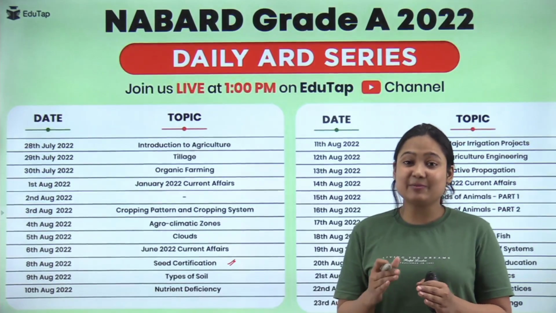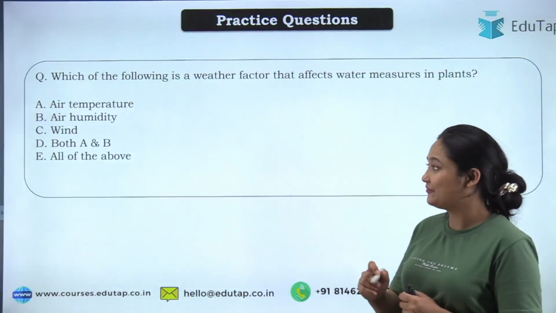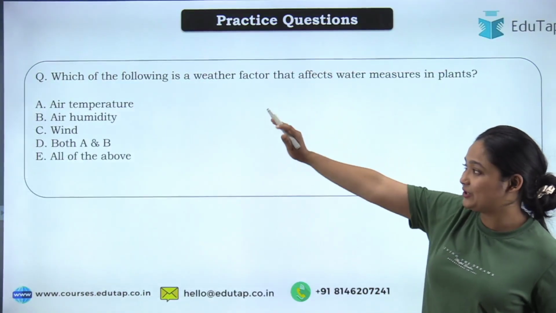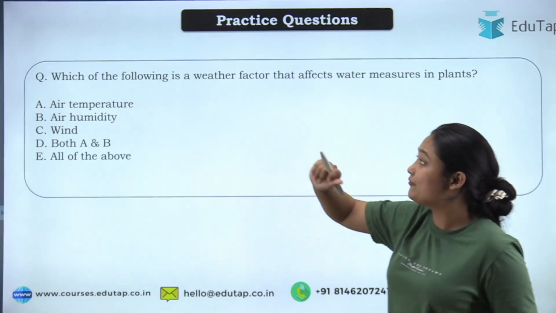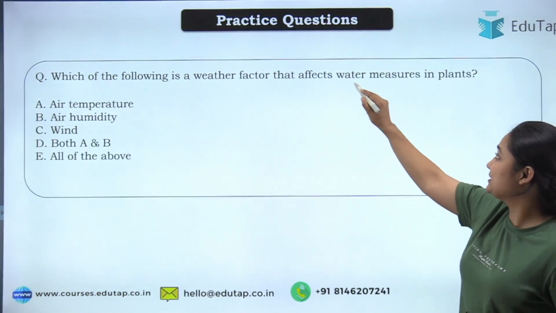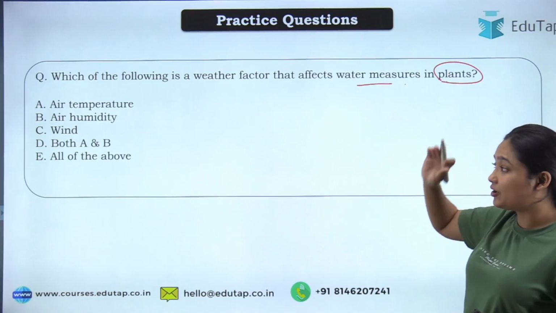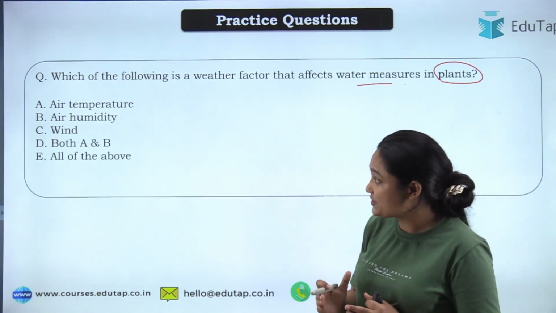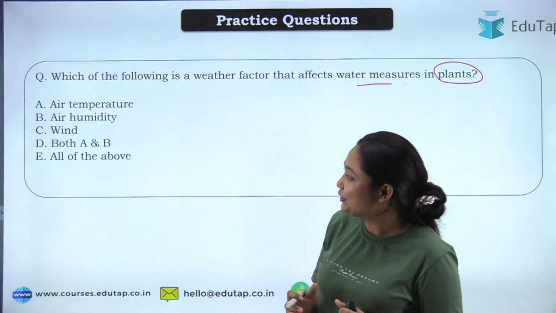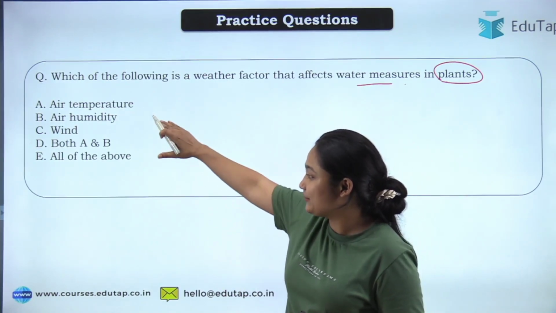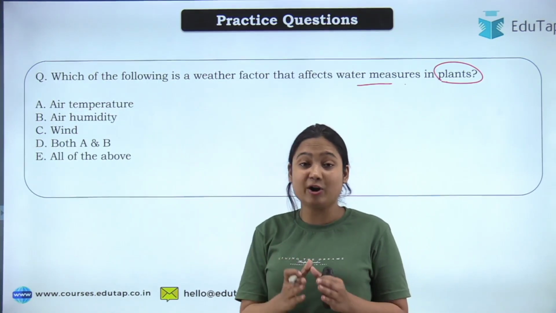First we'll discuss the practice question that I gave you when we were discussing the cloud. The question was, which of the following weather factors affect the water measure in plants? So we are talking about the plants here. Your options were air temperature, air humidity, wind, both air temperature and air humidity, or all of the above.